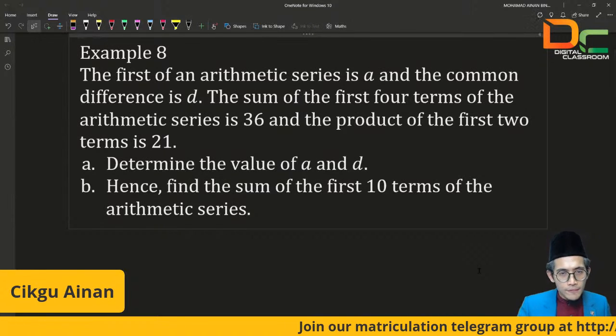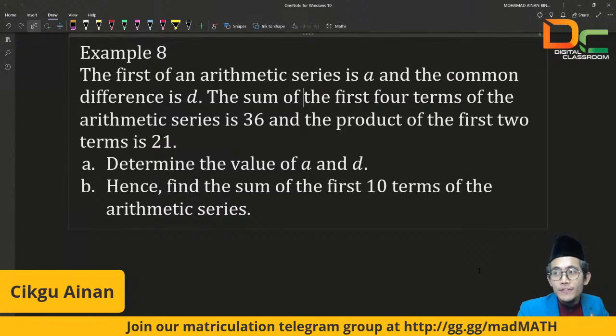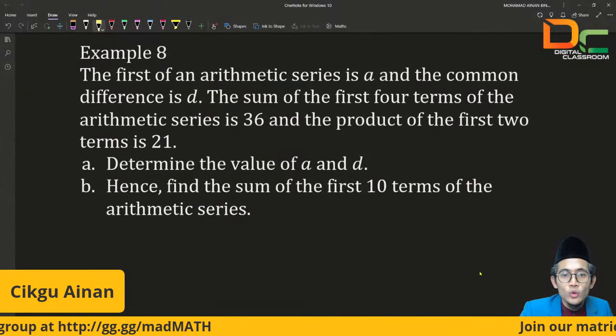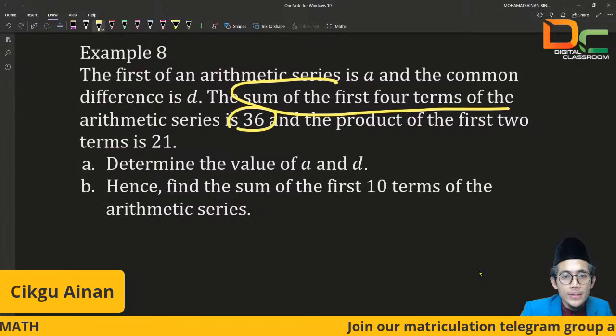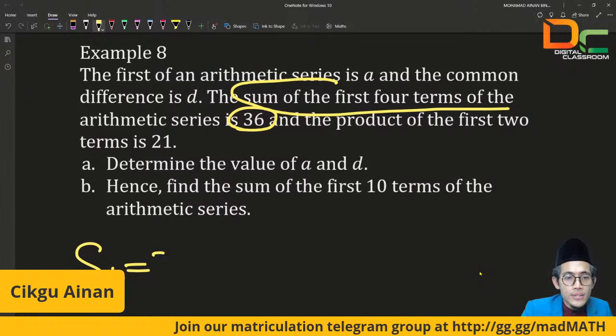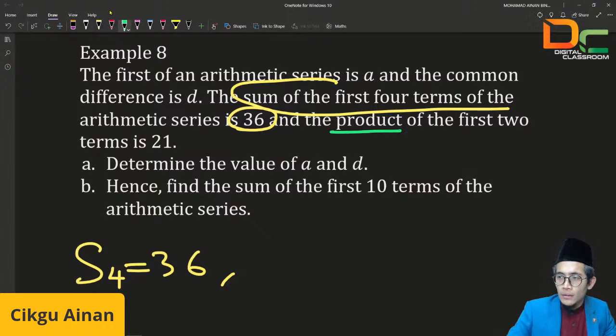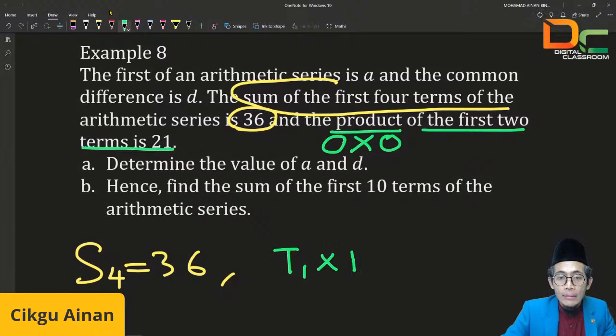Okay, now number 8: the first term of an arithmetic series is A and the common difference is D. Macam biasalah. The sum of the first 4 terms is 36. Okay. And then next, the product. Ini first time jumpa ni. Product maksudnya hasil darab. Mesti something multiply something. Of the first 2 terms. It means that T1 multiply T2 equals 21. Okay. So, determine the value of A and D.